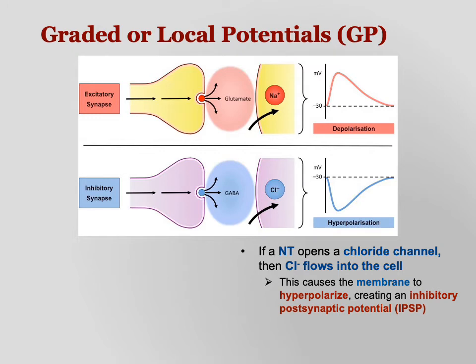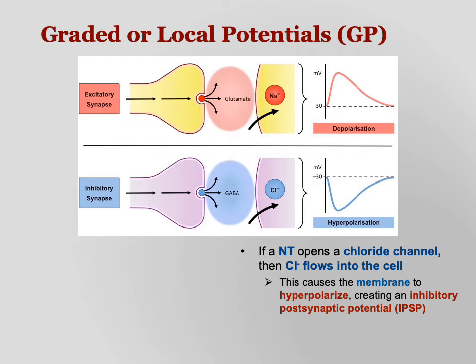So in the synapse, looking at the bottom illustration here with the GABA, on the left-hand side we see the axon terminal. That's the presynaptic side of the synapse. And then the side of the synapse that has the channels, the ligand-gated chloride channels, that is the postsynaptic side of the synapse.